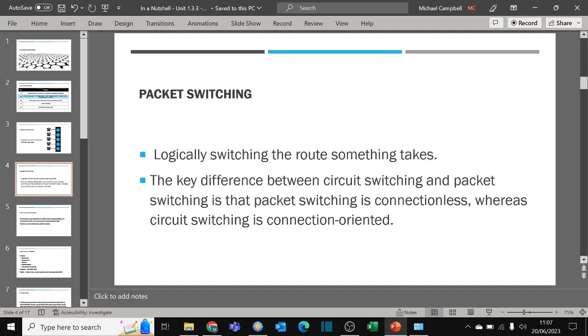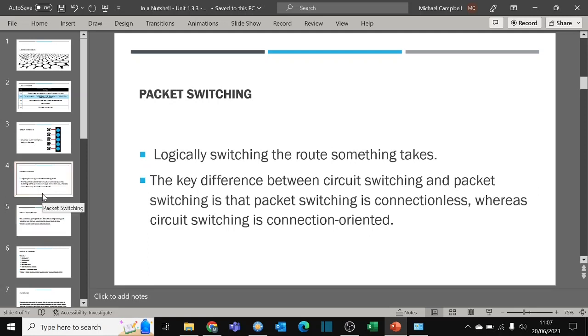Packet switching is logically switching the route something takes. So the key difference is one is connectionless, whereas circuit switching is connection orientated. So, for example, with packet switching, logically you're connected, you have 10 connections already, and you're choosing which one to send the data down. With circuit switching, the connections would actually change, like you'd actually connect to different ones. So, okay, why do we need packet switching?